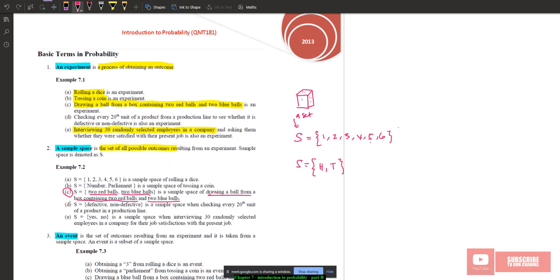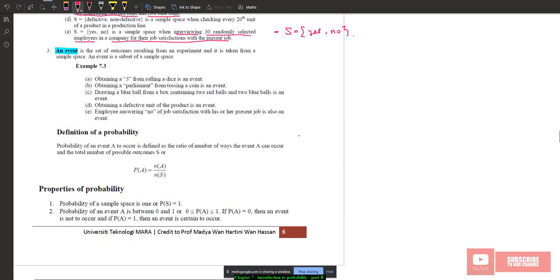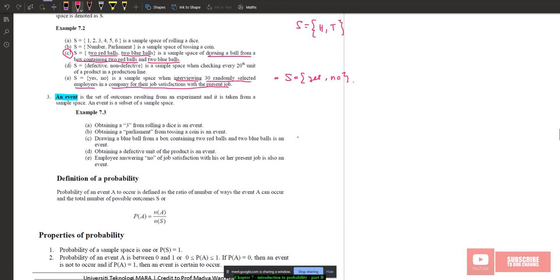Another example of a sample space is when you interview 30 randomly selected employees in a company about their job satisfaction with the present job. You ask whether they are satisfied with the job, yes or no. So all the possible outcomes, the sample space, should be yes or no. You need to understand that the sample space is all possible outcomes for an experiment. Now another term that you need to understand is an event. An event is a set of outcomes resulting from an experiment.